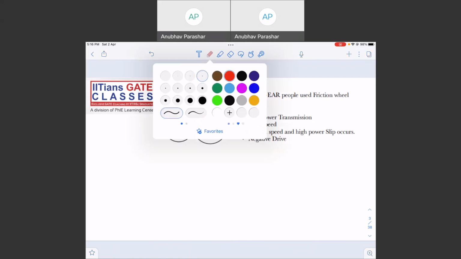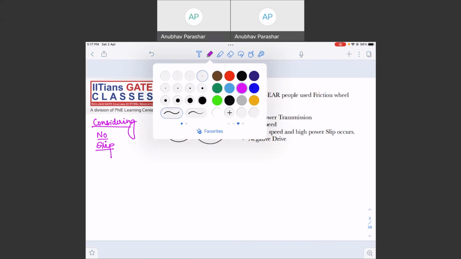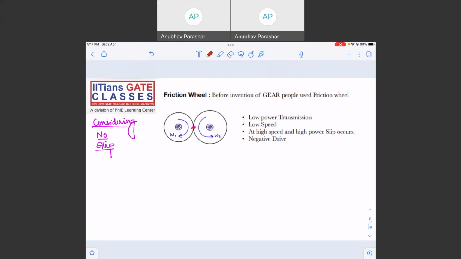A very interesting point to note here is the common point, if there is no slip. Suppose I'm considering no slip. In that case, this point can be considered a common point. The common point can be considered on wheel 1 or on wheel 2.